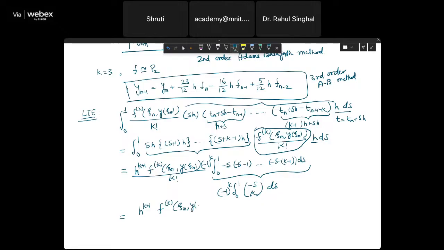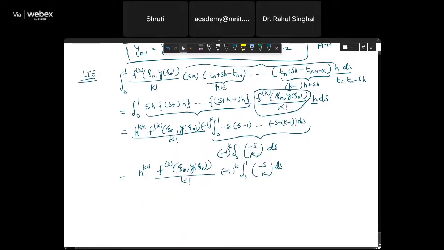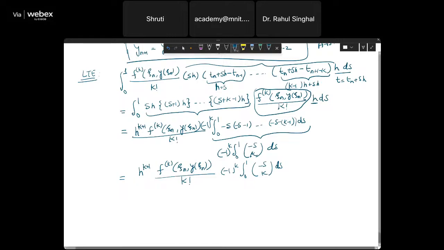So with this we understand that this integral can be evaluated, and finally the local truncation error involved comes out in this form, which shows that the local truncation error will be of order k plus 1, in case you take the approximation of the function f with the interpolation polynomial of degree k minus 1.